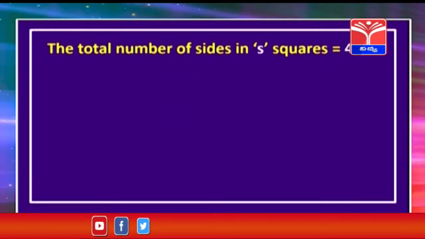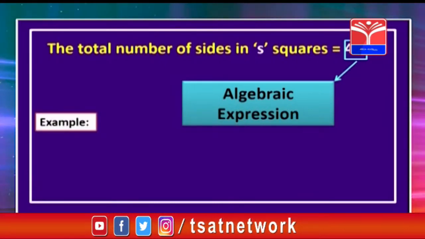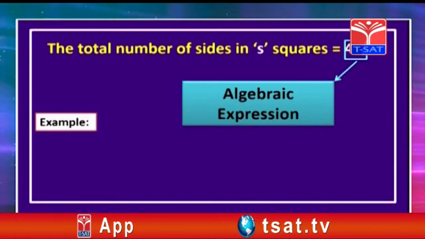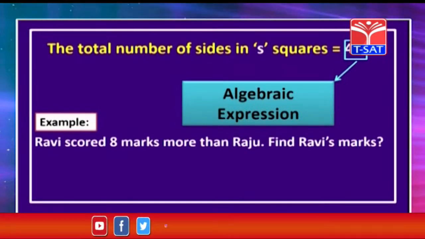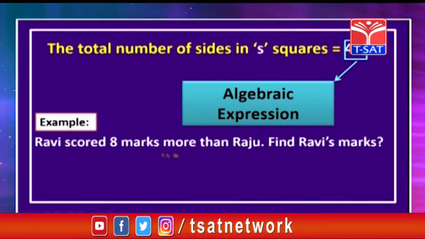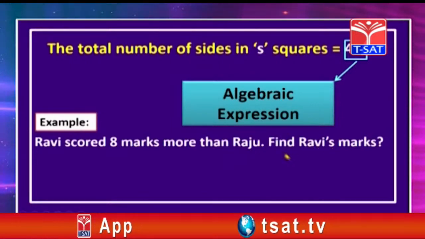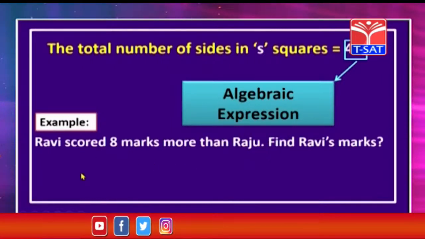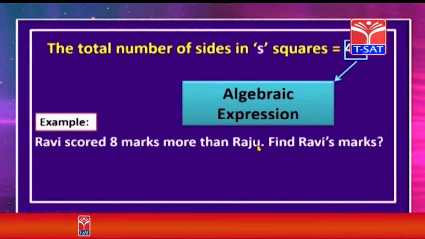Now this 4s, we generally call it an algebraic expression. So let us take an example, children, how to frame an algebraic expression. Okay, children, let us see the example. Ravi scored 8 marks more than Raju. Find Ravi's marks. Now read the question carefully, children. Here Ravi scored 8 marks more than Raju. So here we are finding Ravi's marks. First of all, Raju's marks are not known to us. Then how to find Ravi's marks? So here this quantity is unknown to us. Even though this is a number, we don't know exactly how many marks Raju has got.